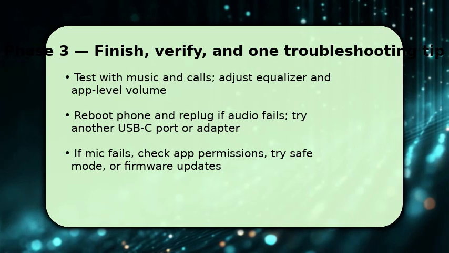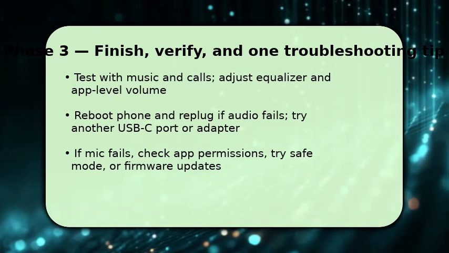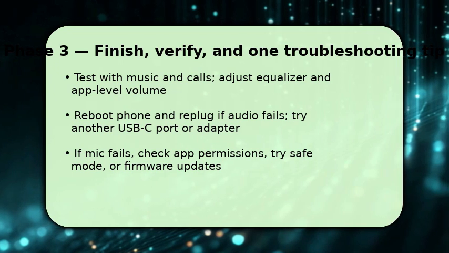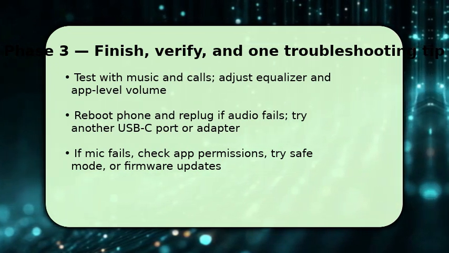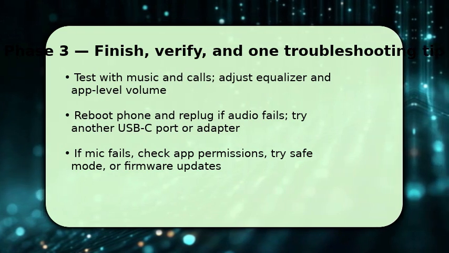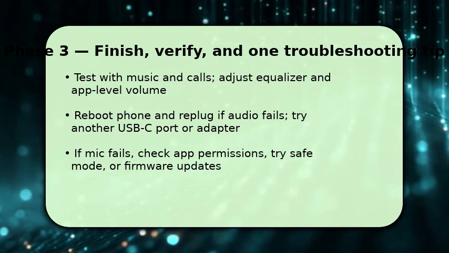You finish by testing playback and a call. Adjust system and app volumes and tweak any equalizer for clarity. If audio stutters or nothing plays, unplug, reboot the phone, and replug the earphones. This resets the USB negotiation.